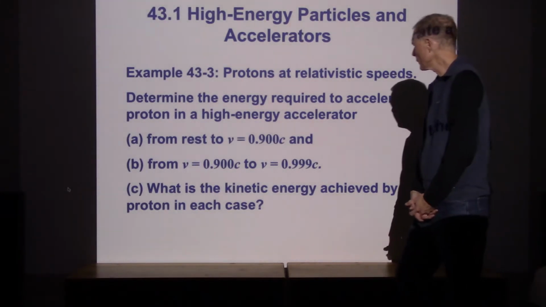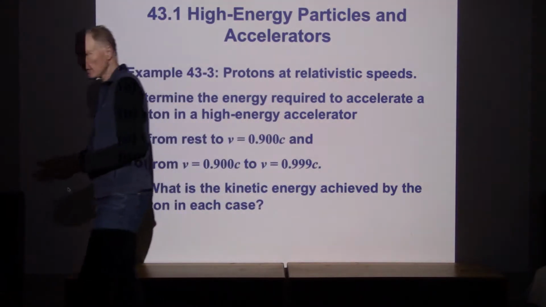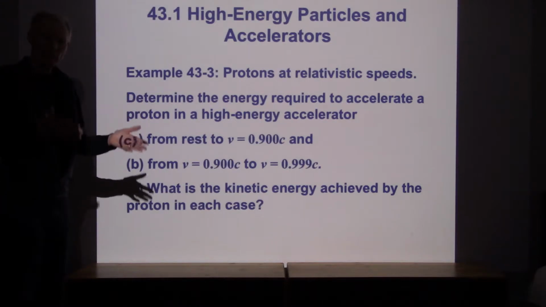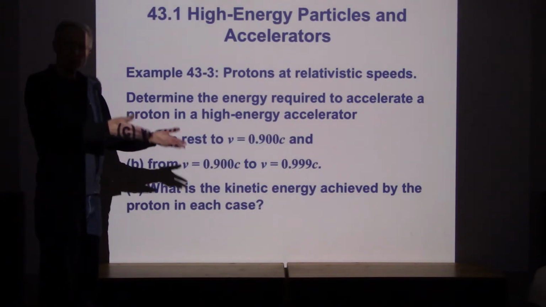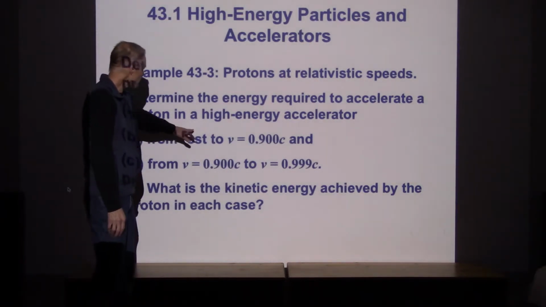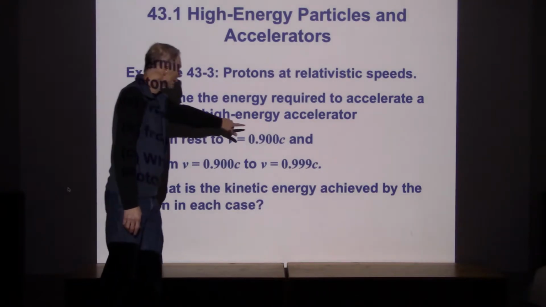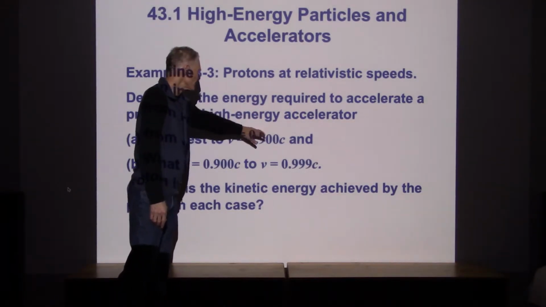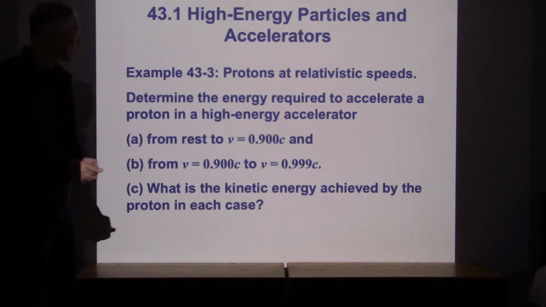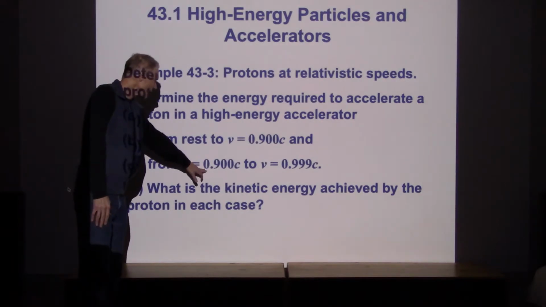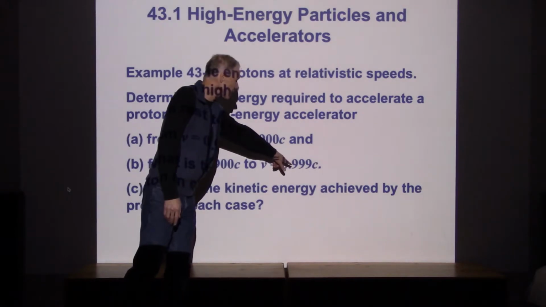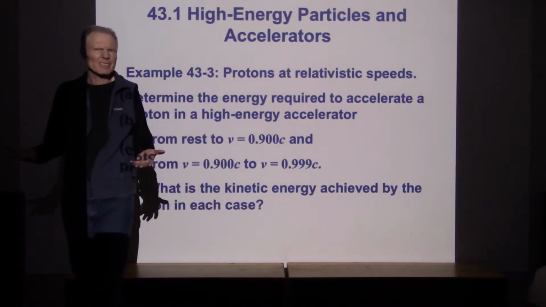Here's another example that we can run some numbers on. So the question becomes, well, if I build an accelerator, how much energy am I going to have to use to bring these particles up to these really large speeds? So for example, if I bring a particle from rest up to 90% of the speed of light, how much energy would that take? Now that sounds like a special relativity problem. And then if I get all the way to 90% of the speed of light, and then I want to bring it up to 0.999 the speed of light, how much energy is that going to take?